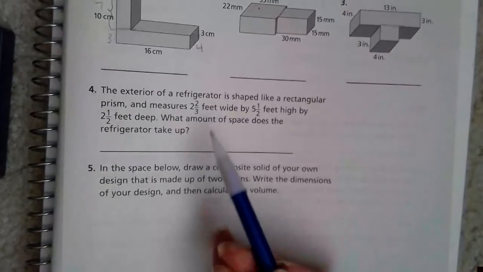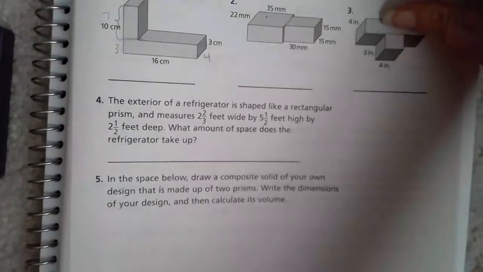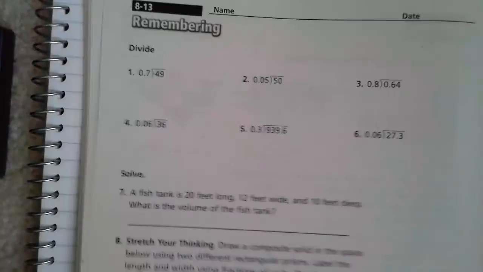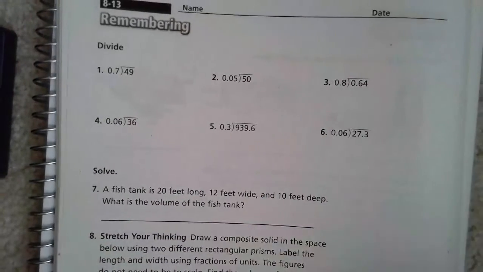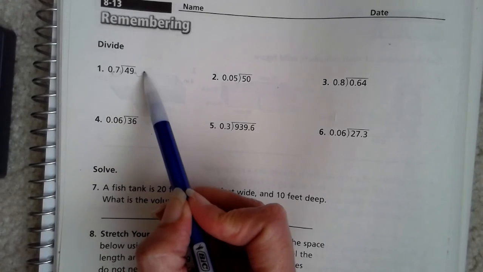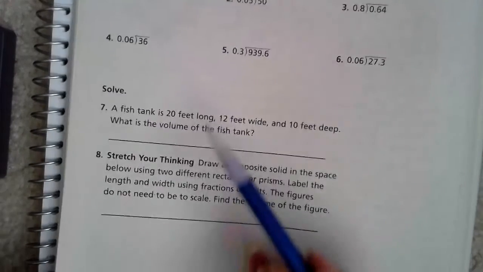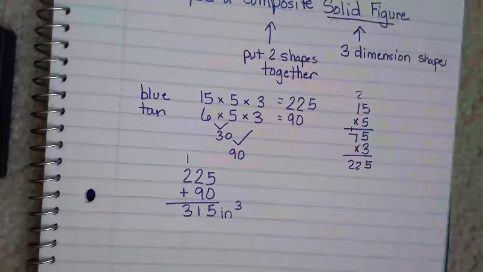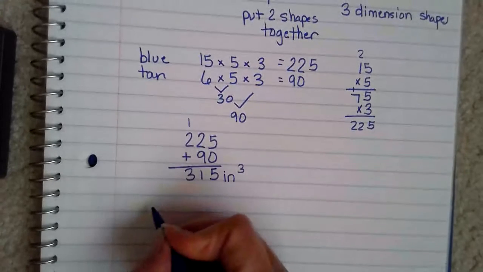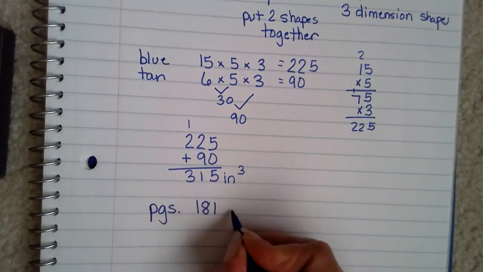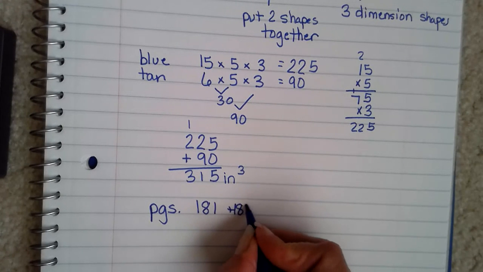Then you've got 2 problems on page 182. We'll have some review of division with decimals. Remember, you need to move your decimal point over. If you move this one over 1, then you're going to need to move this one over 1. And then 2 more problem solving. All right, so homework, pages 181 and 182.